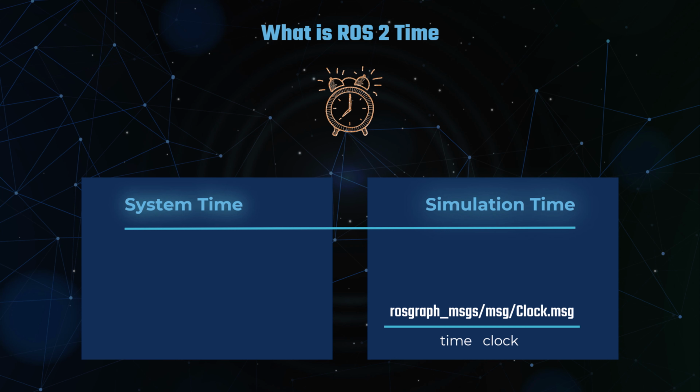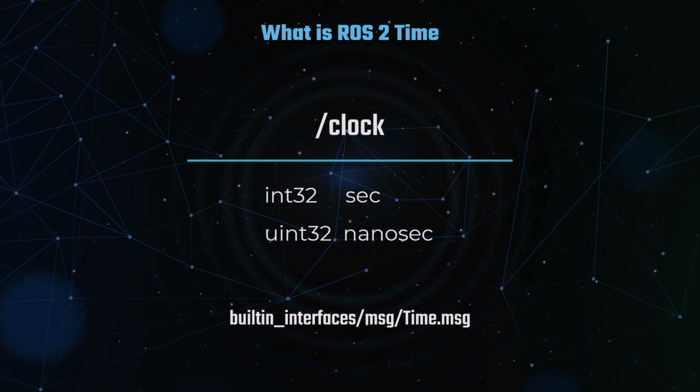Simulation time is broadcast on the /clock topic. To enable a ROS node to use simulation time from the /clock topic, the useSimTime ROS2 parameter for the node must be set to true. If useSimTime is set to false, the node will use the machine's system time. The /clock topic in ROS2 publishes messages of the type builtin_interfaces/msg/Time. These messages contain the current time information in seconds and nanoseconds.